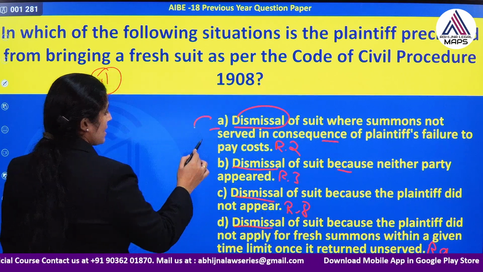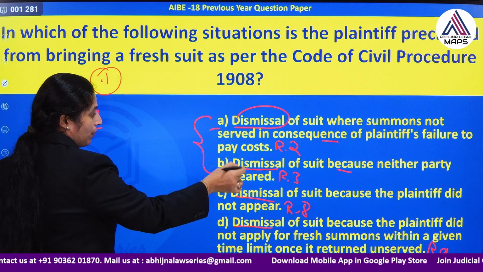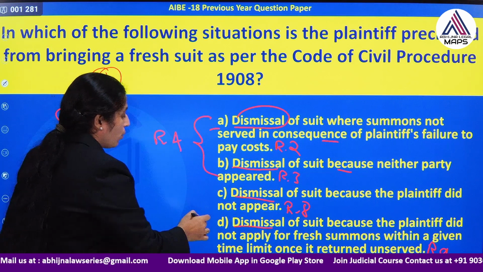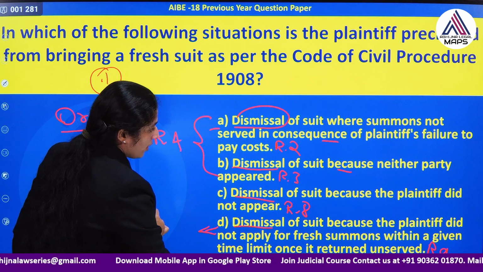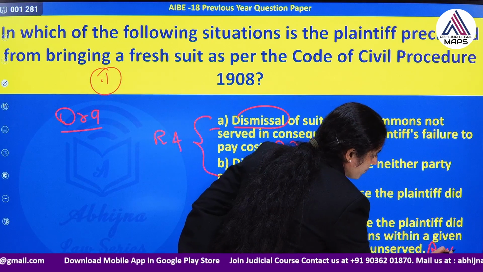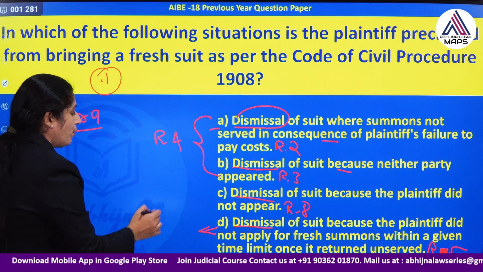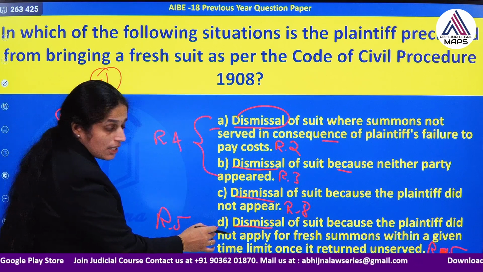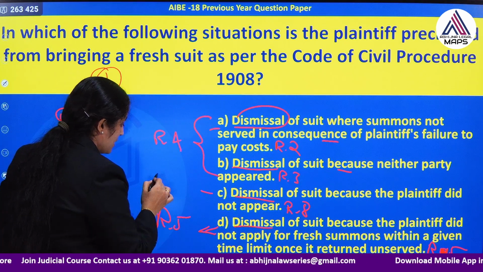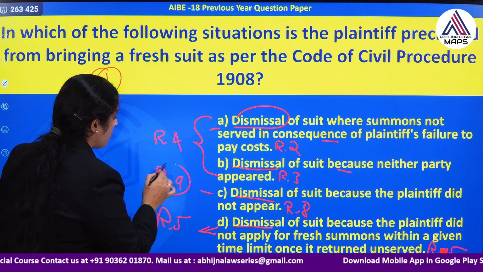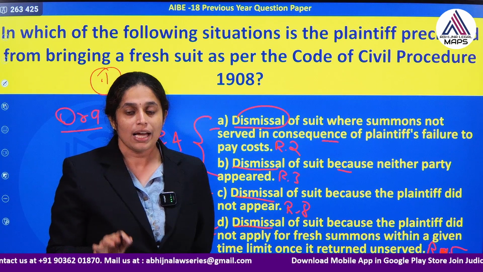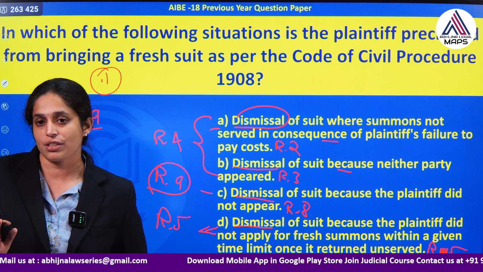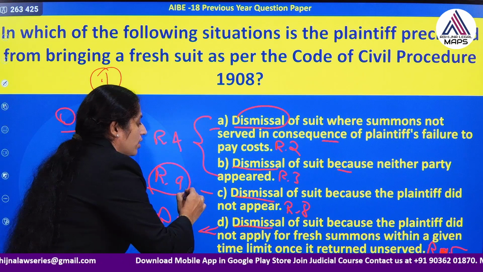So, rule 4 says that fresh suit can be filed if they are dismissed under rule 2 and 3. Rule 5 itself says that they can file a fresh suit if it is dismissed under Rule 5. But Rule 9 says that if a plaintiff does not appear, then the suit, if it is dismissed, then he cannot file a fresh suit again. So, he is precluded from filing a fresh suit. So, C is the answer here, C.